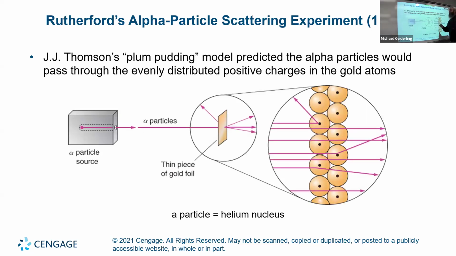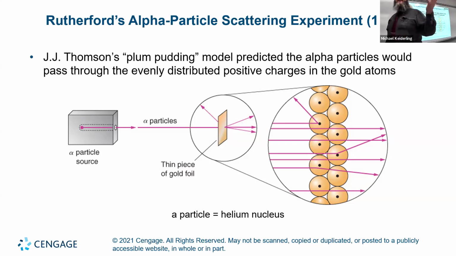And so J.J. Thomson thought that there were positive charges and negative charges, and everything was sort of evenly mixed. There were these electrons throughout the goo of positive charge. This was called the plum pudding model.